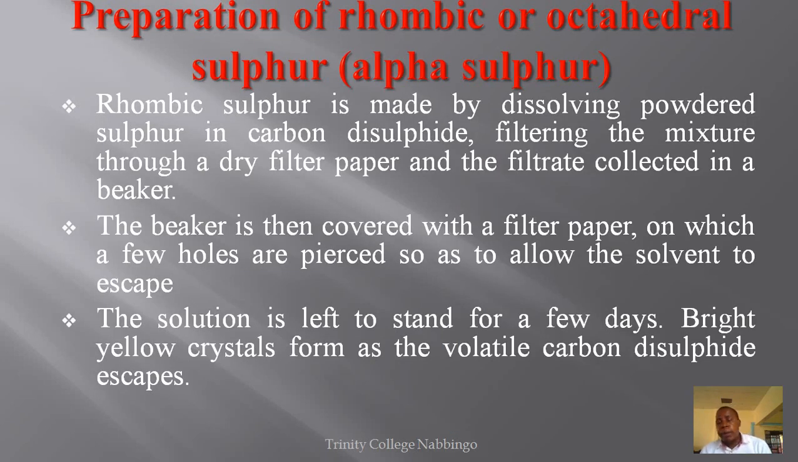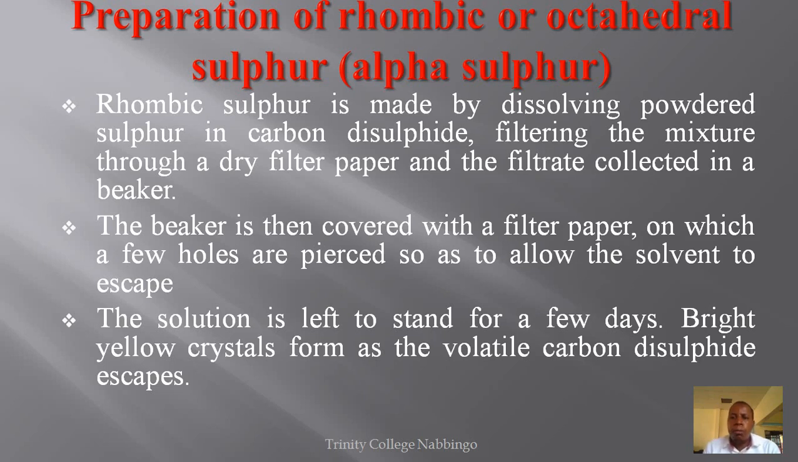Then how can we prepare it? If we are interested in preparing this rhombic sulfur, or what we are calling octahedral sulfur, or alpha sulfur, it is basically made by dissolving powdered sulfur in carbon disulfide, then filtering the mixture through a dry filter paper, and then the filtrate collected in a beaker. So what we actually do, we get the powdered sulfur, and then we add it to carbon disulfide. Some of the sulfur dissolves in the carbon disulfide, some of it remains undissolved. So we shall filter. So the liquid of the mixture of sulfur and the carbon disulfide, which has been able to dissolve, what we do is we get a filter paper and tie it on top of the beaker.